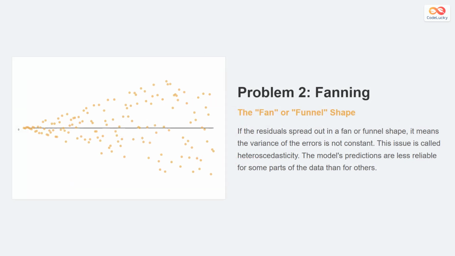Another problematic pattern is a fan or funnel shape, where the residuals get larger or smaller as the predicted value increases. This pattern indicates that the variance of the errors is not constant, a condition known as heteroscedasticity. This means the model's predictions are more reliable for certain values than for others.